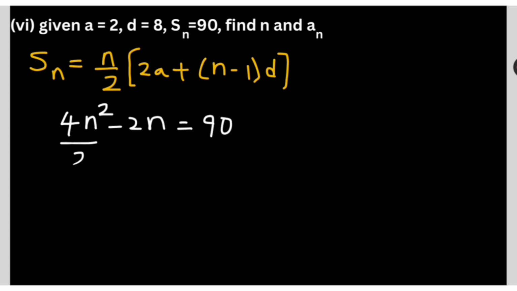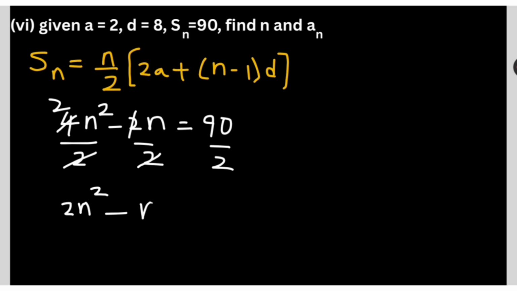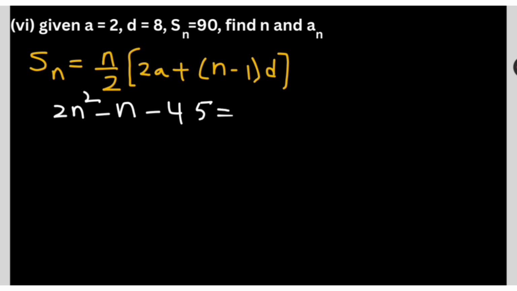If we divide both sides by 2, then we can cancel this. 2 twos are 4, so we get 2n squared minus, here 2 gets cancelled, so we are left with only n. Here 2 times 45 is 90, so on the right-hand side we get 45. If you send this 45 to the left-hand side, it becomes minus 45, equal to 0. Finally we get a quadratic equation.